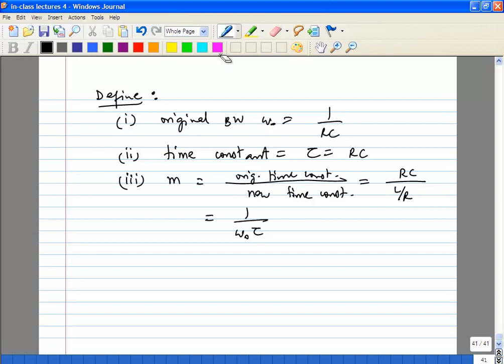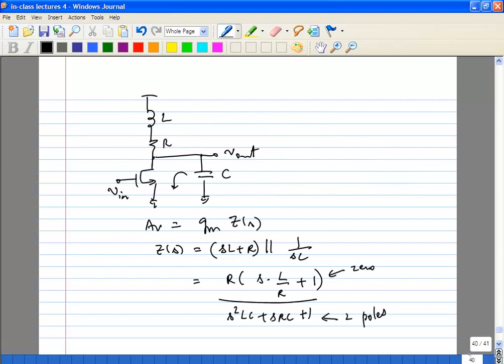Oh, sorry, this is the new time constant. Sorry, tau is the new time constant L over R. Okay, is that clear? So now we can look at the normalized impedance Z of S over R, which is nothing but S tau plus 1 over.